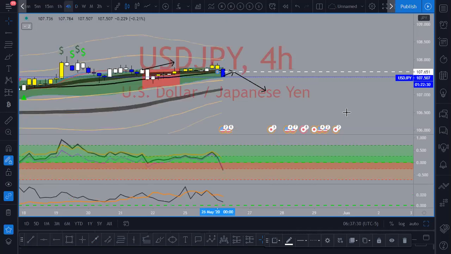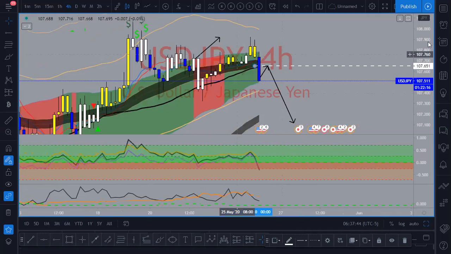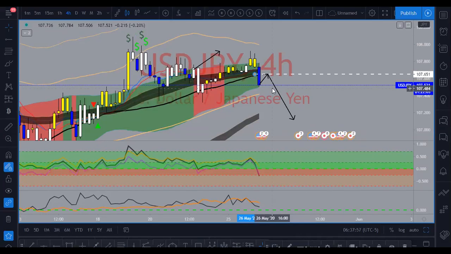For some of these pairs, a lot of them really moved yesterday and last night. So I want the retest of 107.650, then continuation to the downside. That would be ideal. All right. Any questions on that? No questions. It's fine. Okay.